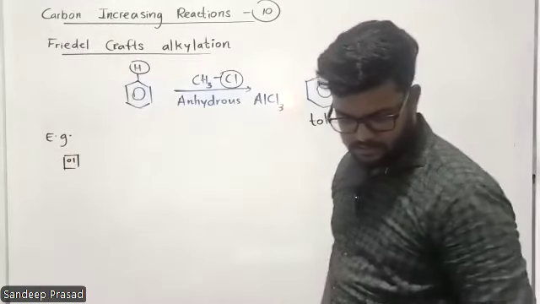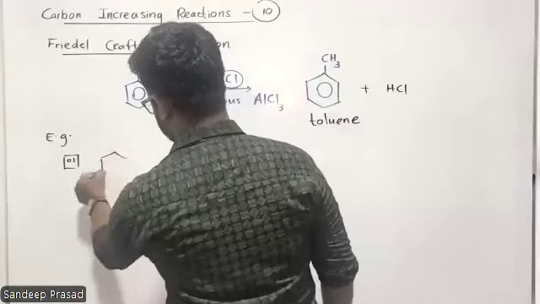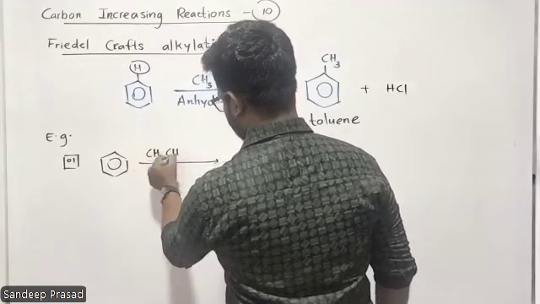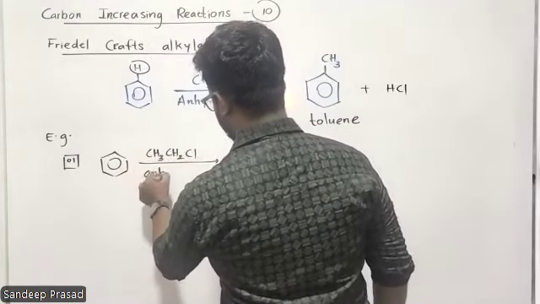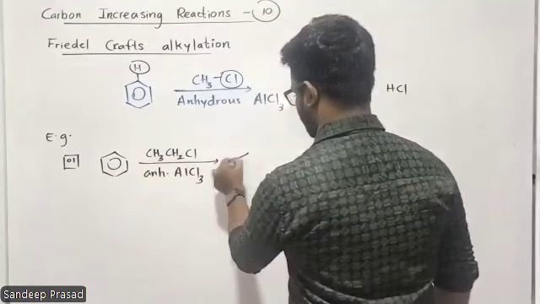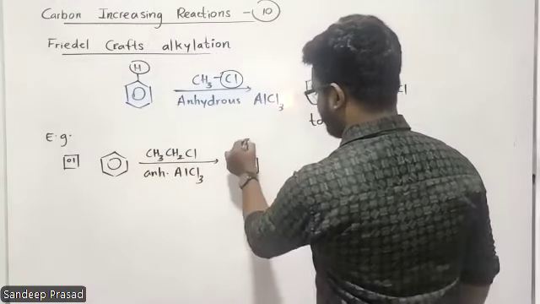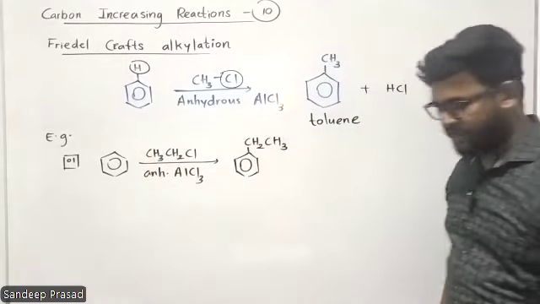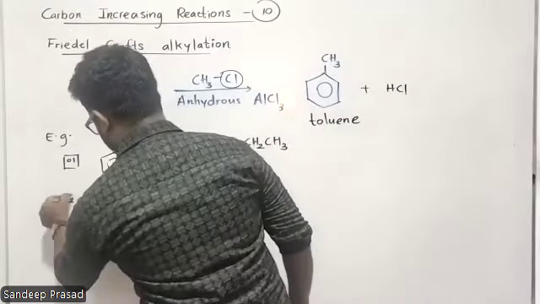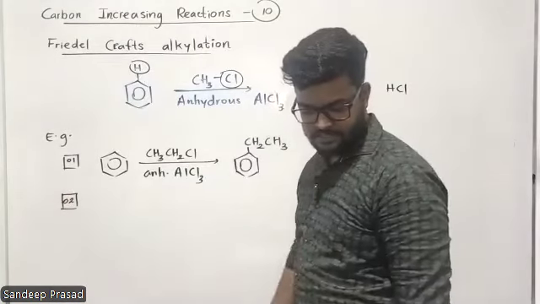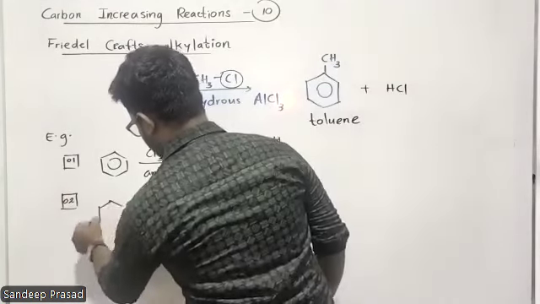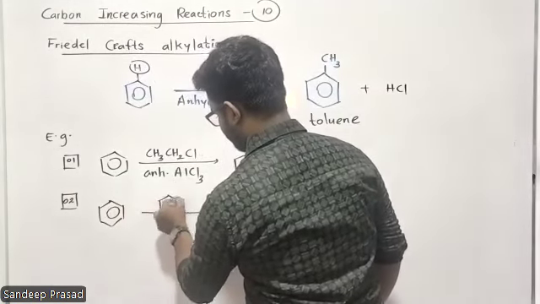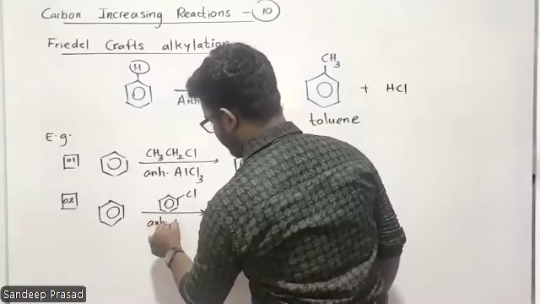Another one. Just imagine we have the benzene. We are adding CH3CH2Cl along with anhydrous aluminum trichloride. What will happen? It will convert into ethyl benzene, CH2CH3. Got it? Second example, quickly write with me. These things are very easy. I'm going to add chlorobenzene for this one, chlorobenzene along with anhydrous aluminum trichloride.